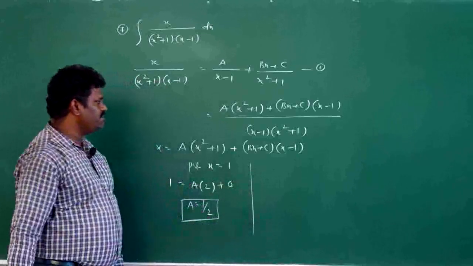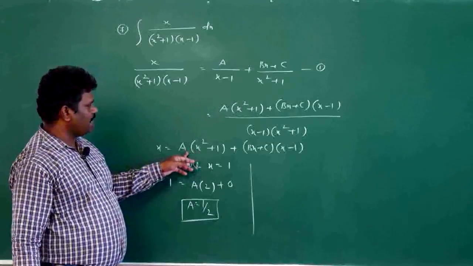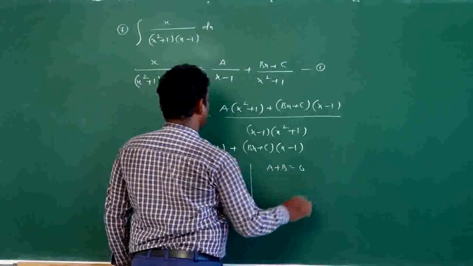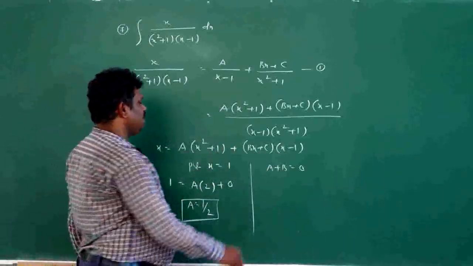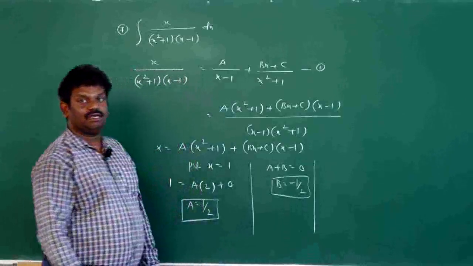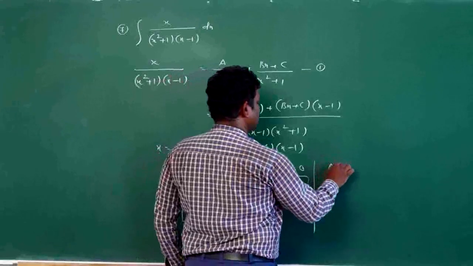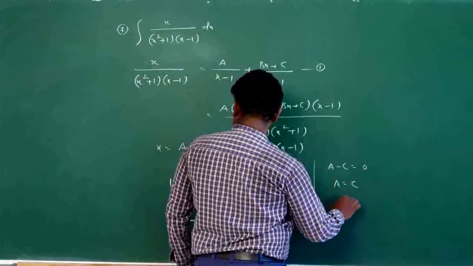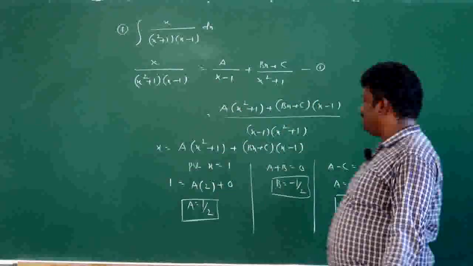Next, how to find the b value and the c value? Comparing the x square coefficient: a into x square, and bx into x gives x square, so a plus b is equal to 0. Since a is 1 by 2, b is equal to minus 1 by 2. Next, comparing the constant value: a, and c into minus 1 gives minus c, so a minus c; the constant on the left is 0, so a is equal to c. Then c is equal to 1 by 2. So these are the values of a, b and c.